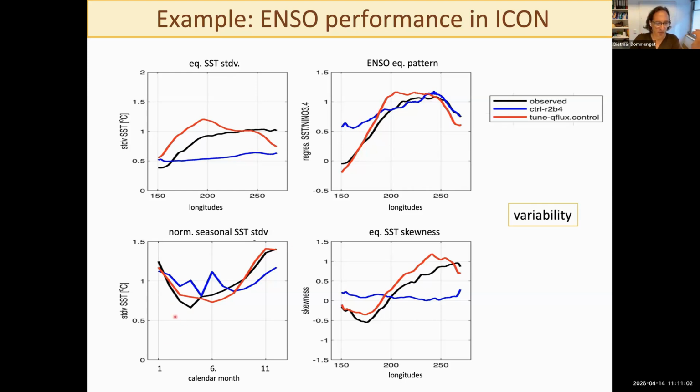Then the seasonal cycle. ENSO variability should be weakest around April and strongest around December. That is observed. The control one didn't really have a clear seasonal cycle, but the new one actually has a much better seasonal cycle.